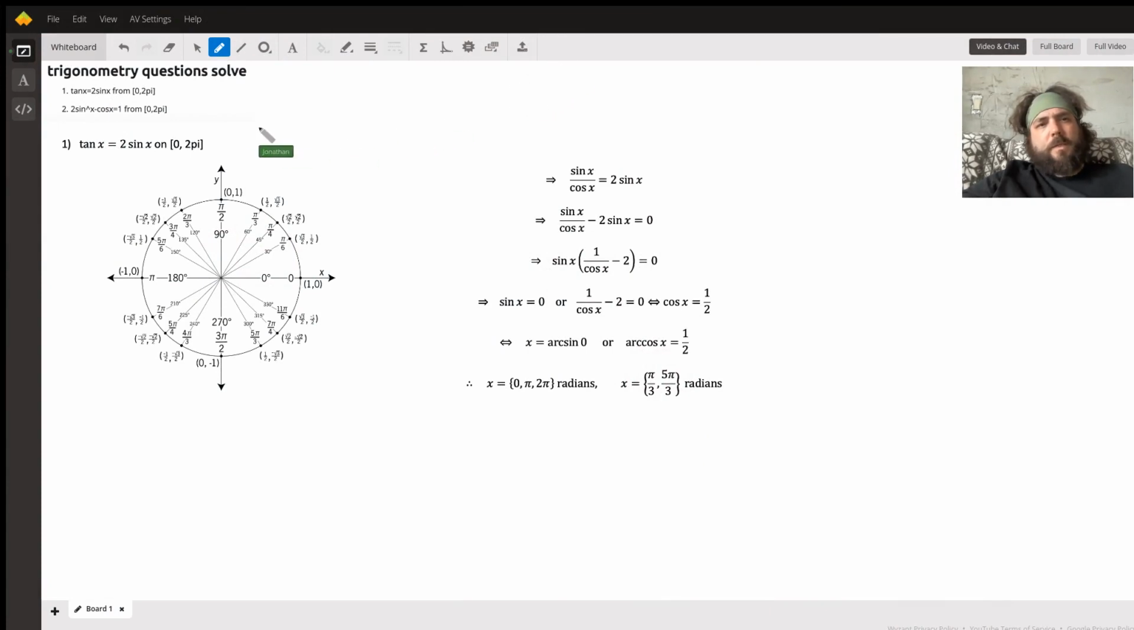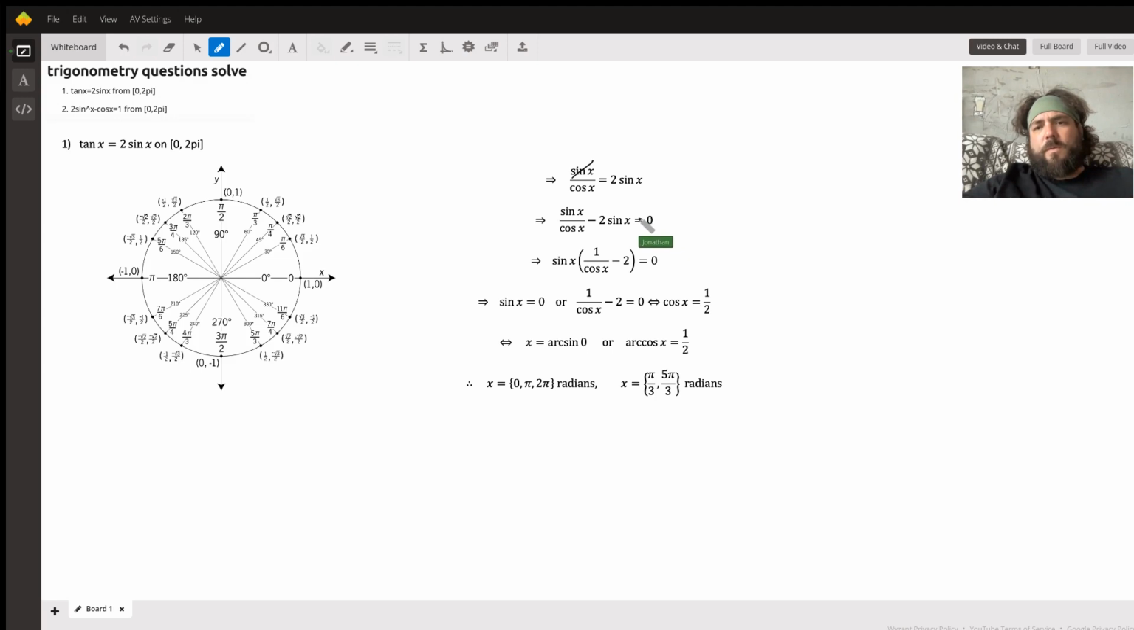All right, so I did the first one here for you. Tangent x equals 2 sine x on the closed interval 0 to 2 pi. The biggest mistake people make here is when they get to this part where they separate tangent into sine x over cosine x, and then they cross off the sine x's, and that's going to lose a solution. So don't ever do that. You don't want to cross things off.